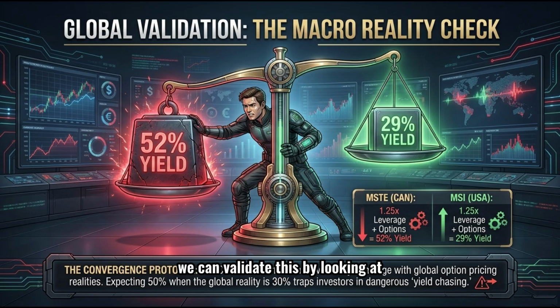We can validate this by looking at the broader macro landscape, specifically the US-listed counterpart MSI. MSI runs an almost identical strategy, 125% leverage on MSTR with a similar option overlay, but its yield is currently hovering around 29%. This massive gap between MSTE's 52% and MSI's 29% is unsustainable.